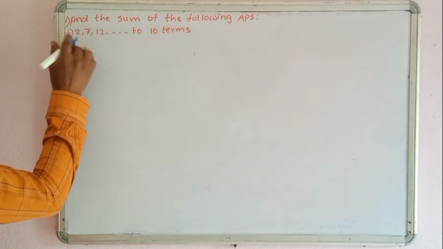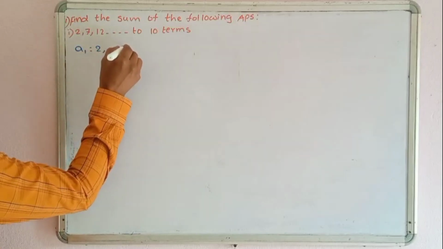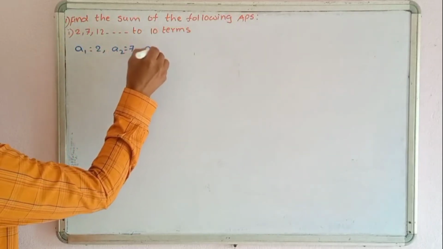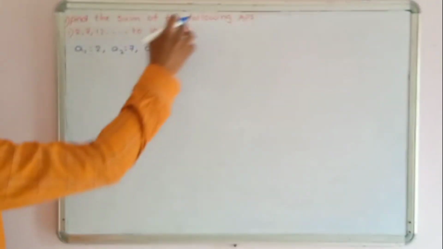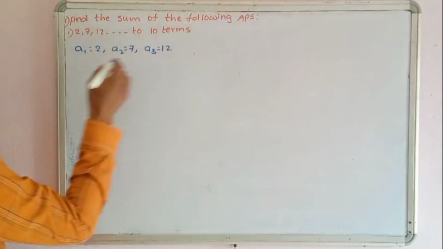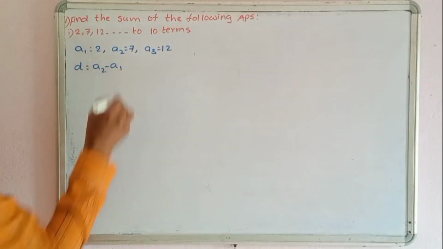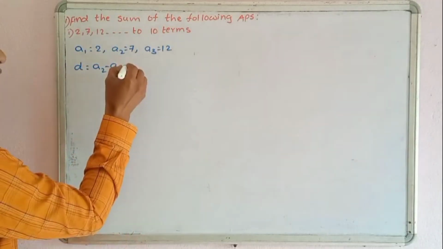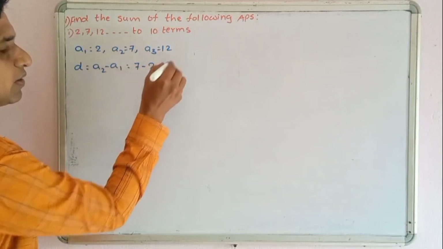First, here A1, the first term, is 2, A2, the second term, is 7, and A3, the third term, is 12. This is an AP already given. So first find d, the common difference. What is the formula? A2 minus A1. What is the value of A2? 7 minus 2, that is 5.